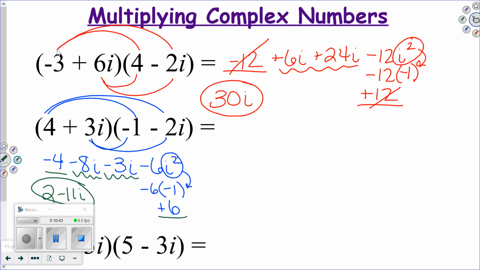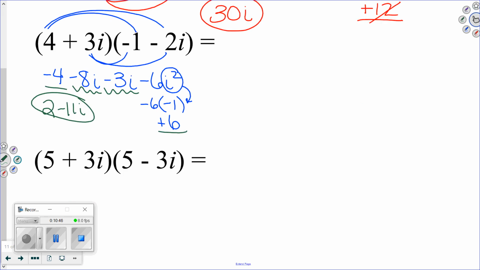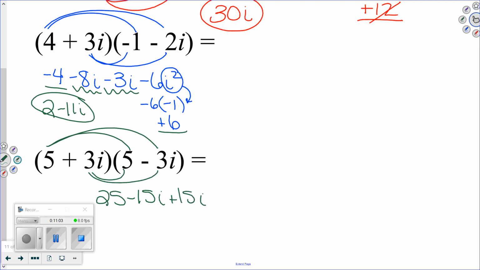Can you guys do the last one by yourself? Sure you can. I see some right answers, and I see some wrong answers. All right, let's go ahead and talk through it. So we have 5 times 5, 25. 5 times negative 3i, negative 15i, positive 15i, and then negative 9i squared.